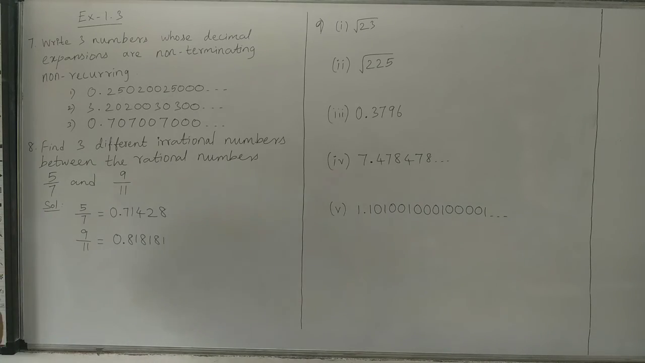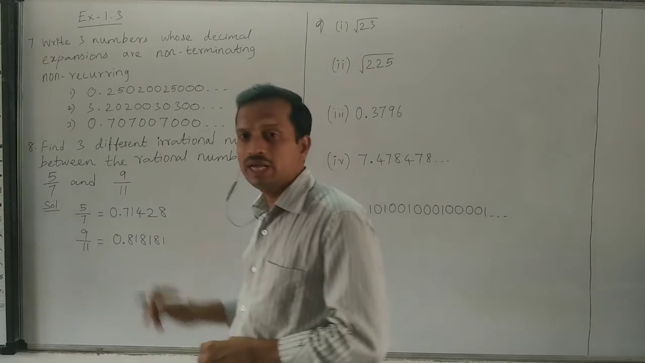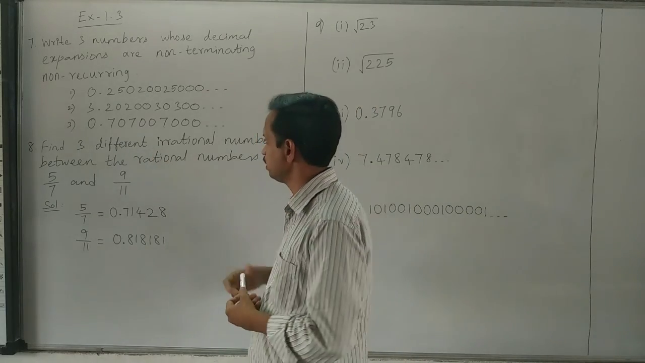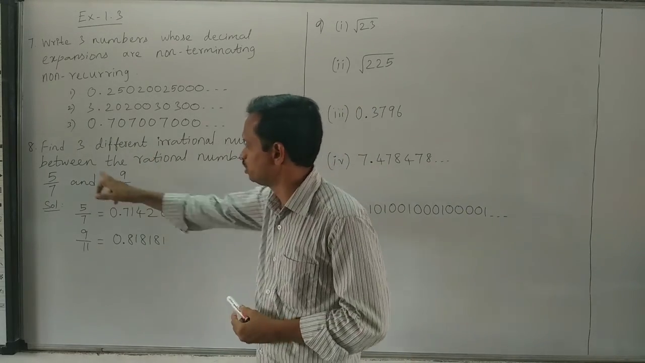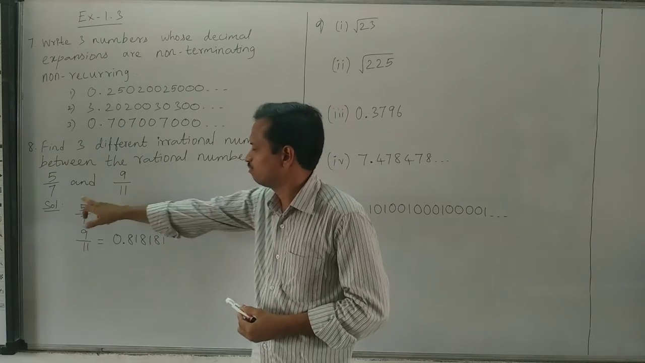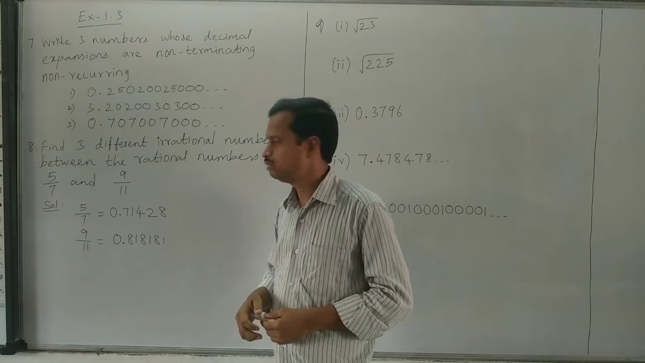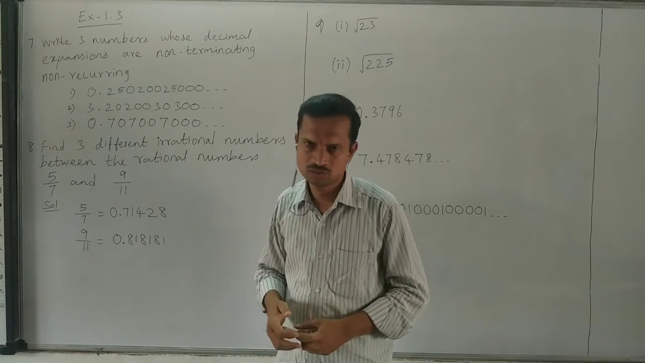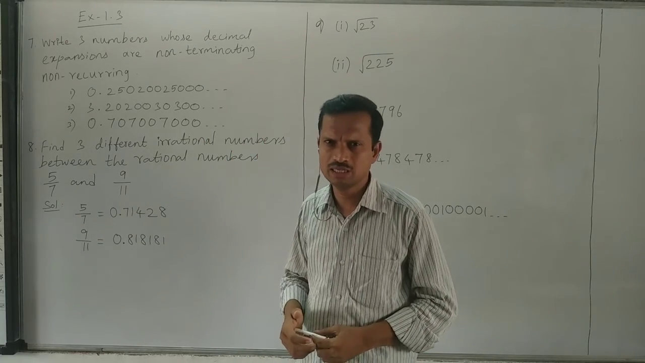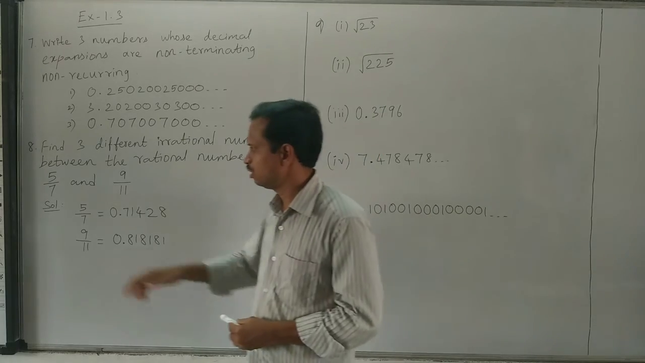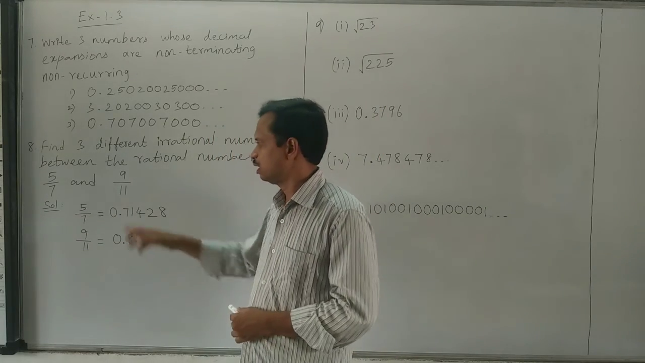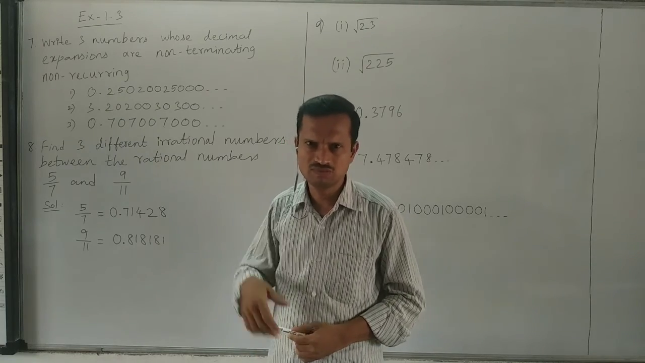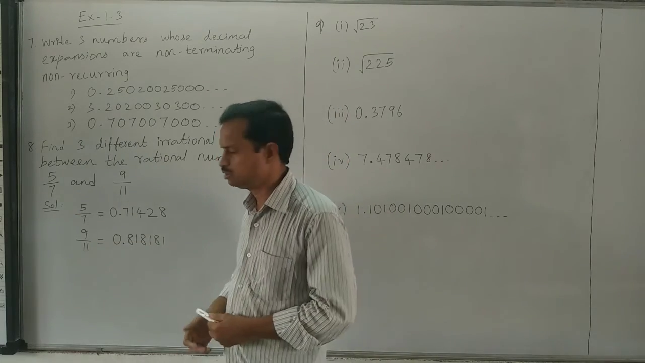And question number 8. Find 3 different irrational numbers between the rational numbers 5/7 and 9/11. So these are the given 2 rational numbers, and we know how to find the decimal expansion of 5/7 and 9/11 by long division. You can find the decimal expansion.